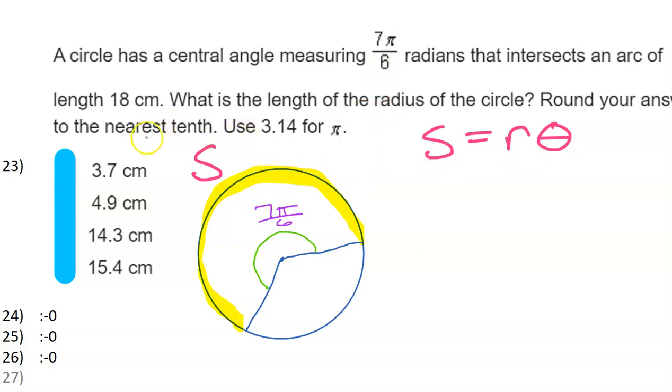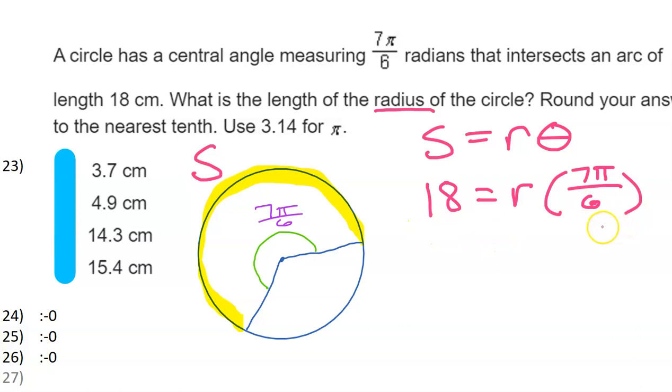So they gave us the arc length. The arc length is 18. So I'm going to put 18 in for the arc length. We're supposed to be finding the length of the radius, so I'm going to leave that R. We have the central angle of 7 pi over 6. So we just need to solve this equation for R. So the way we do that is we're going to divide both sides by 7 pi over 6.